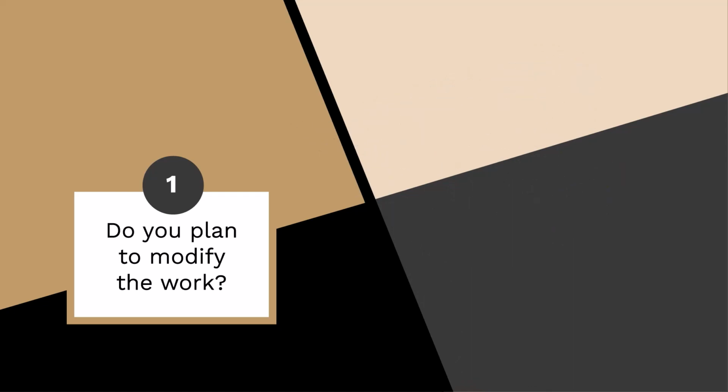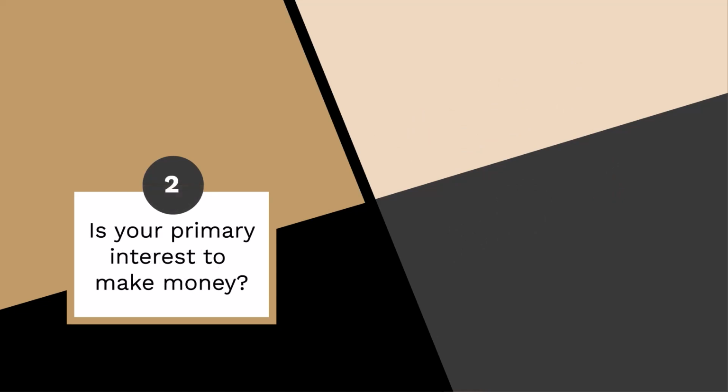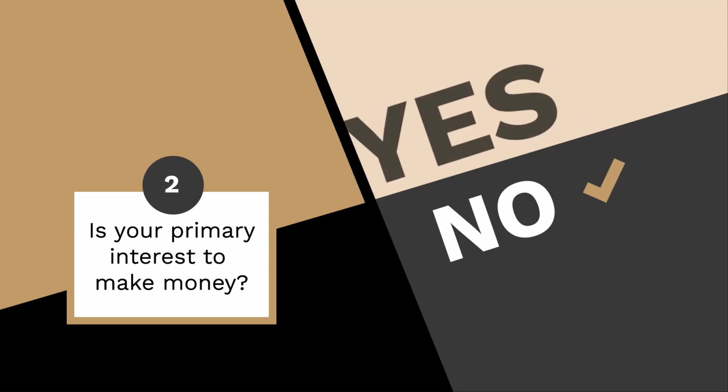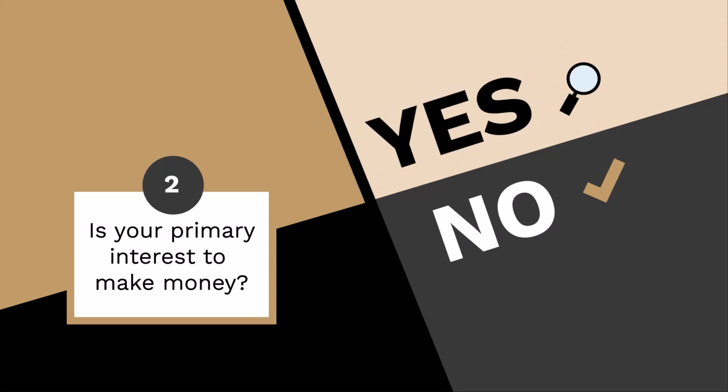And question 2, is your primary interest to make money from using this OER? Most Conestoga courses are considered non-commercial in nature, so most Conestoga faculty would answer no, which means you're also good to use any Creative Commons license. If yes, we should take a closer look at the license.